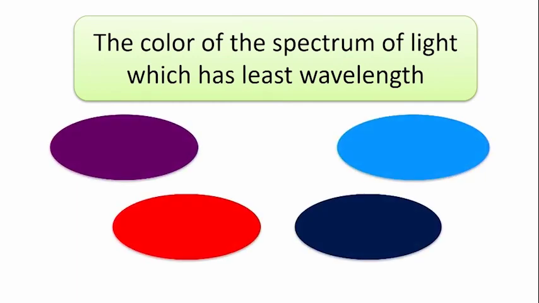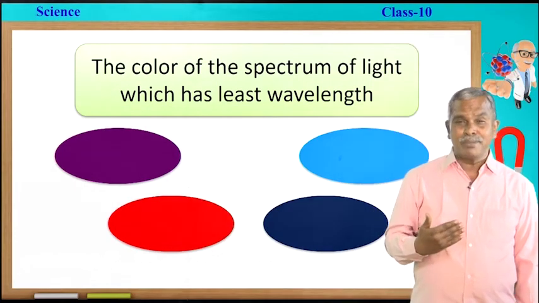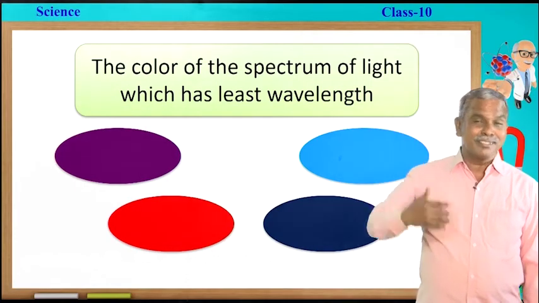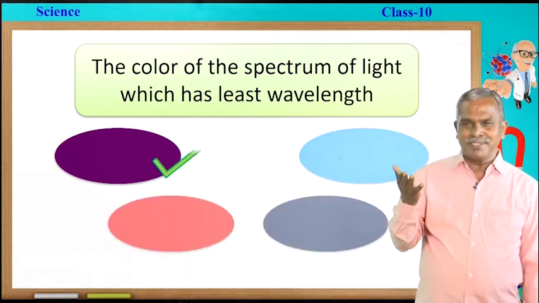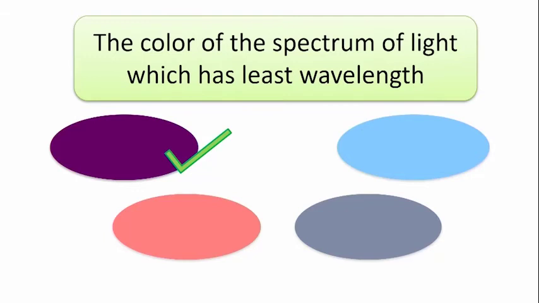The color of the spectrum of the light which has the least wavelength. Please recall the spectrum of the light from V to R, VIBGYOR. Which is having the least wavelength and which is having the larger wavelength, you know very well. So, okay, that is your good answer, that is violet.